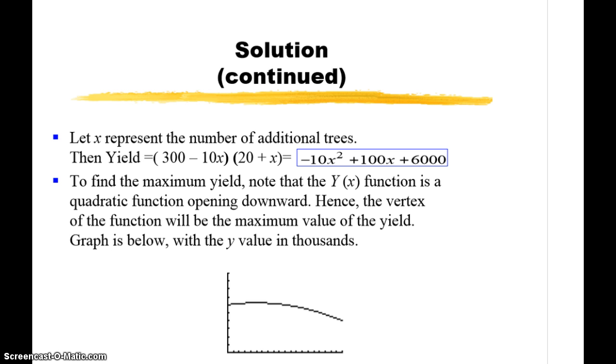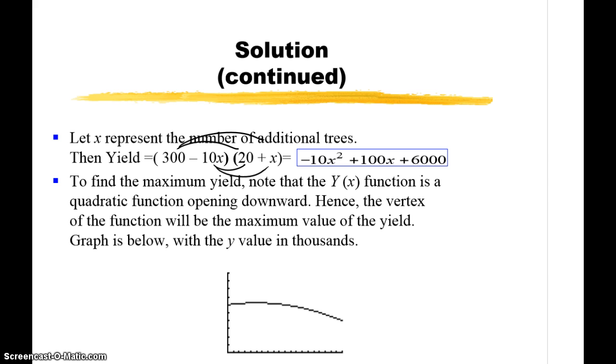So let's see if we can generalize this situation now that we've seen the pattern. Let x represent the number of additional trees that he plants. Then the yield is just going to be 300 minus 10x, the number of peaches per tree, multiplied by 20 plus x, the number of trees total. And you could FOIL this out to get this quadratic equation: negative 10x squared plus 100x plus 6,000, right? We FOIL in order to see this.